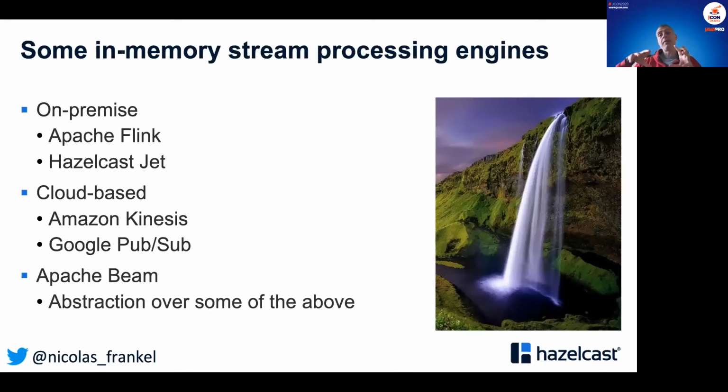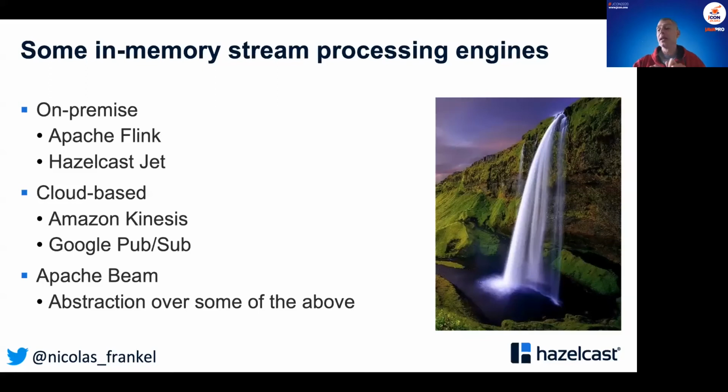So on the other side, you have those in-memory stream processing engines, and those are based on the fact that you don't require to have a disk-based approach. Some of them are on-premise, such as Flink or Jet, that I will talk about later. Some of them are cloud-based, such as Kinesis or Google PubSub. A special mention for Apache Beam. Apache Beam is an abstraction over some of those I mentioned above.